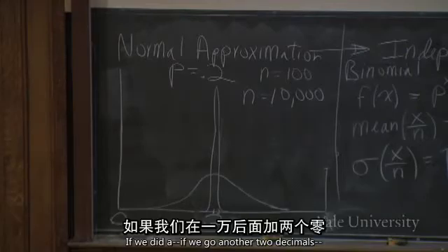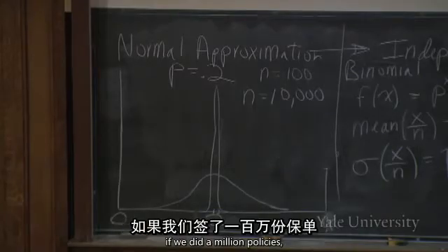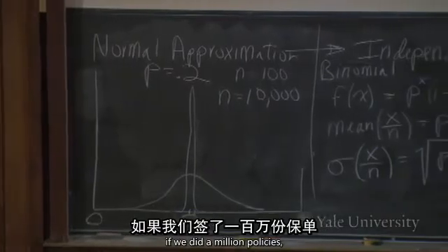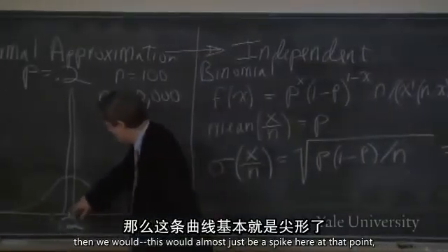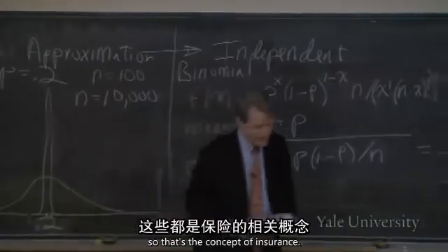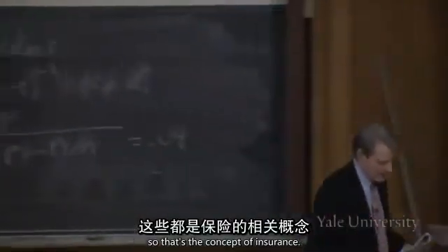And so if we did, we could go another two decimals. If we did a million policies, then this would almost be just a spike here at that point. So that's the concept of insurance.